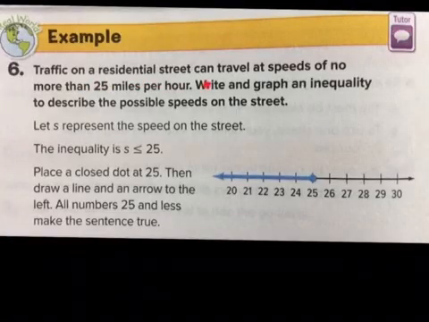Traffic on a residential street can travel at speeds of no more than 25 miles per hour. So the traffic has to move less than 25. So t is smaller than 25. It's less than. Write and graph an inequality to describe the possible speeds on the street. So we have speed has to be less than or equal to 25. They can travel up to 25 but no more. And there you have it.